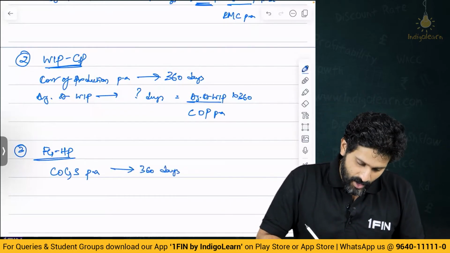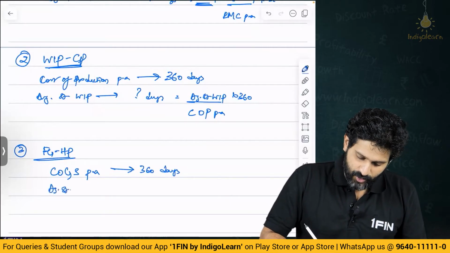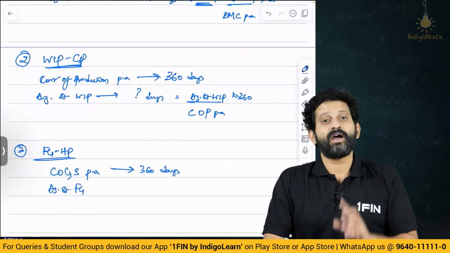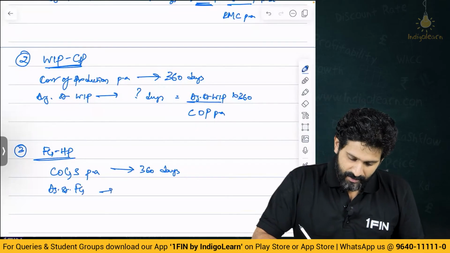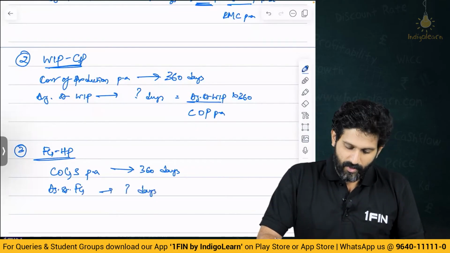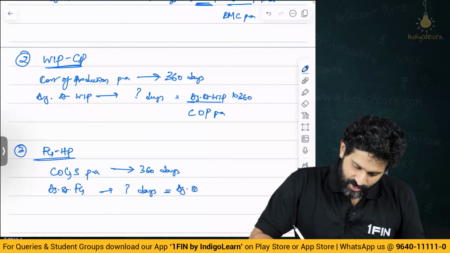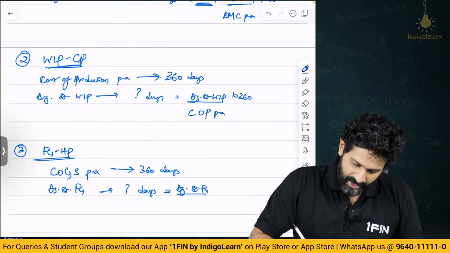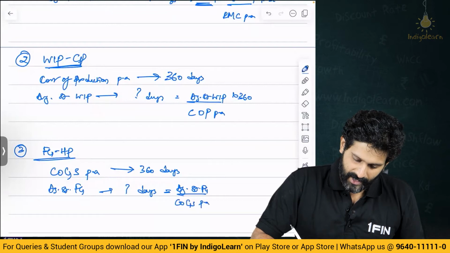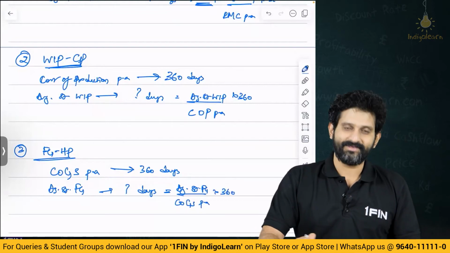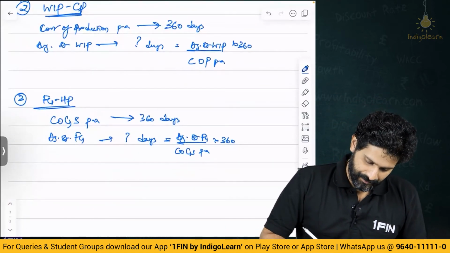Then for average stock of finished goods, we are taking opening and closing here. For average stock of finished goods, how many days will it be held? That is average stock of finished goods divided by cost of goods sold per annum into 360 days. Absolutely.